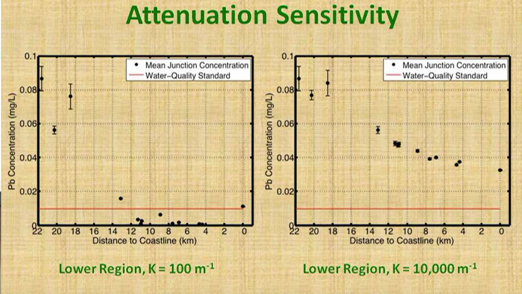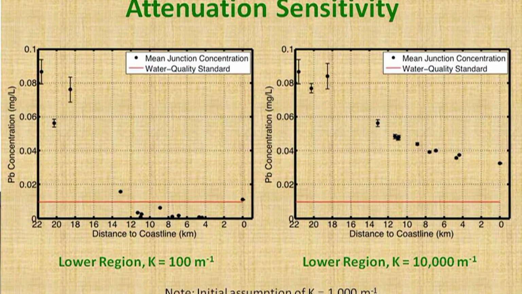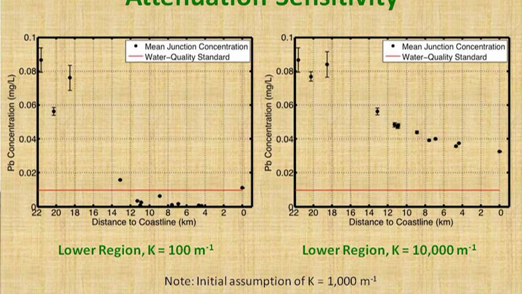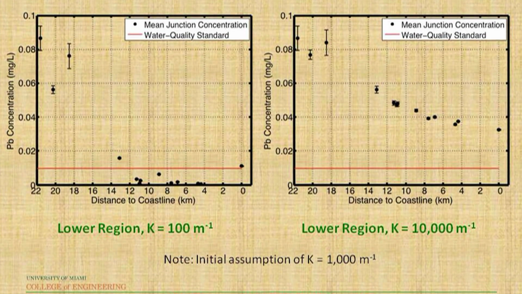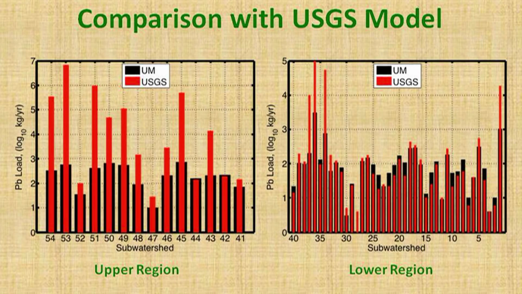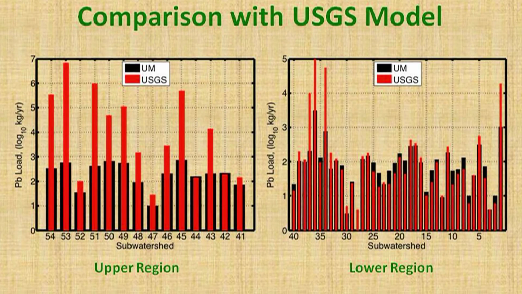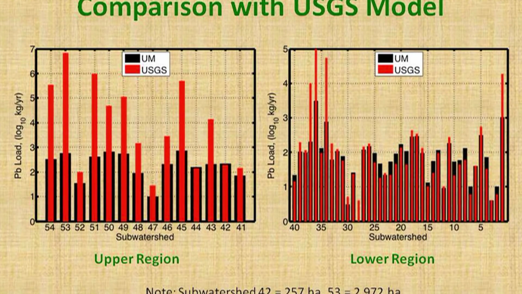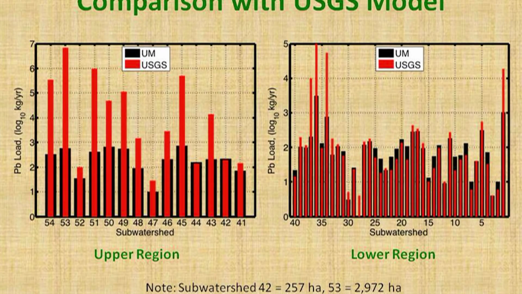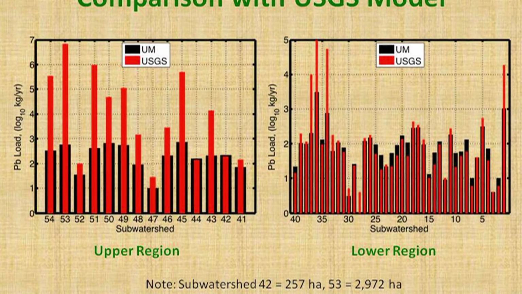I had mentioned earlier that there was an assumption about the attenuation factor. And this is just a sensitivity study to show that using different values of the attenuation factor still produces the same shape and still produces the same junctions of concern. So that validates our assumption. We also compared our model with an established USGS model. I had said earlier Subwatershed 42 is small and 53 is big. You can see here in the smaller watershed, the models predicted almost identical loads, whereas in the larger one, the USGS model was much larger. That's because the USGS model is more dependent on land area than our model is.